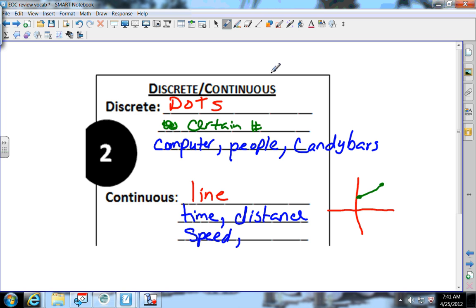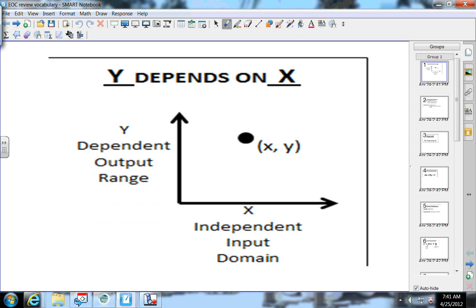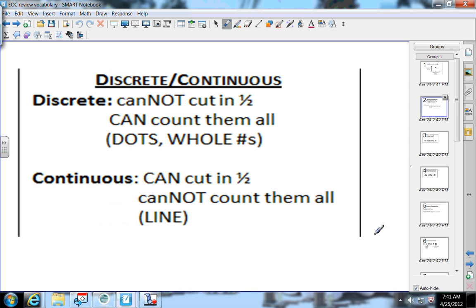All right, so let's look at what we could write down. Here we go. Why don't we write these down? It says discrete: cannot cut in half. You can count them all, whole numbers and dots. Continuous: you can cut them in half. You cannot count them all. That's a good point. You cannot count them all.